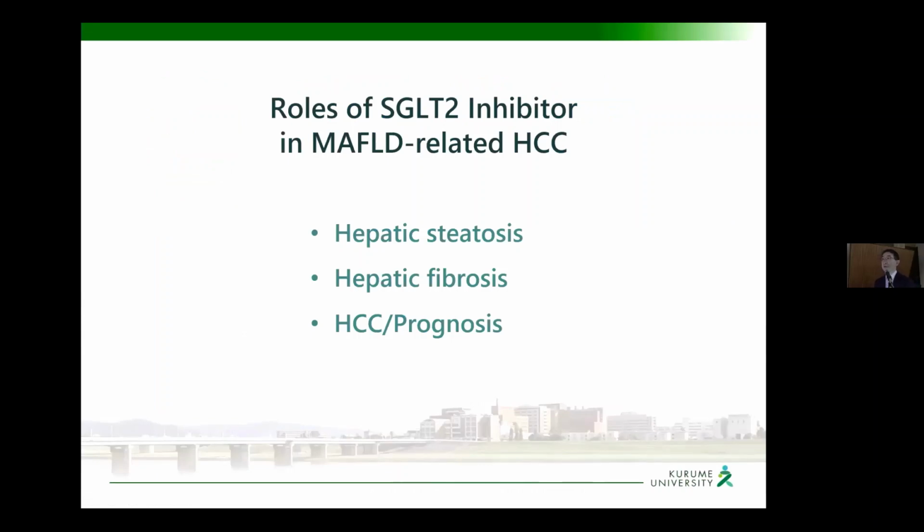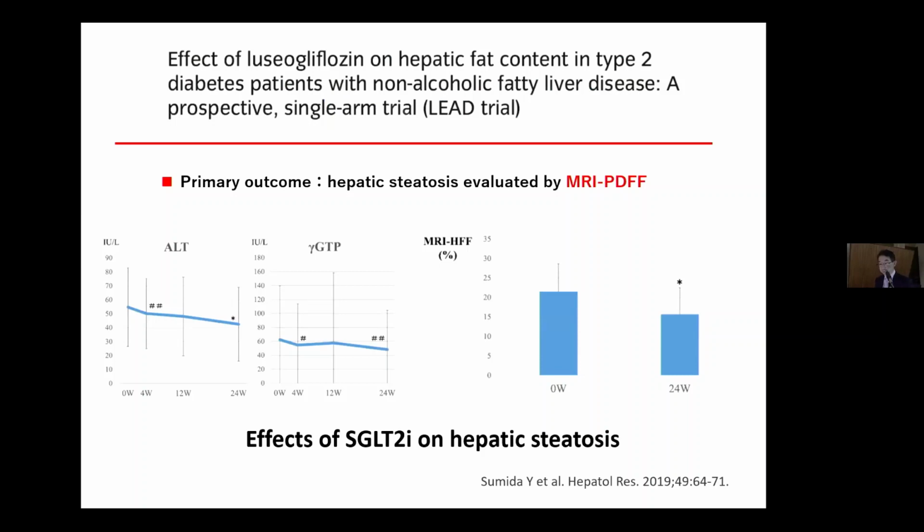However, after that, a lot of evidence has been reported, and today I summarize it in terms of hepatic steatosis, fibrosis, as well as HCC and prognosis. This is a single-arm trial conducted by Professor Sumida using luseogliflozin, an SGLT2 inhibitor. They found a significant reduction of serum ALT and gamma-GTP over the time course. The primary outcome was interesting: he evaluated hepatic steatosis using MRI-PDFF, the most accurate evaluation method, and found that after 24 weeks of luseogliflozin treatment there was a significant reduction of hepatic fat content evaluated by MRI.